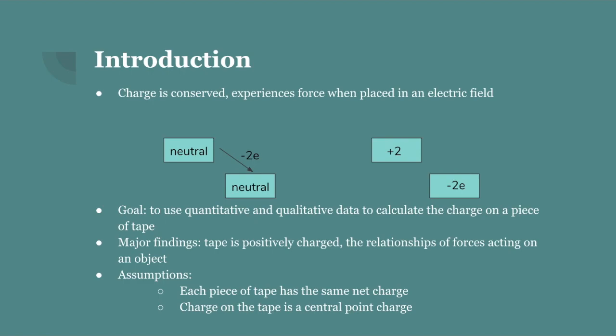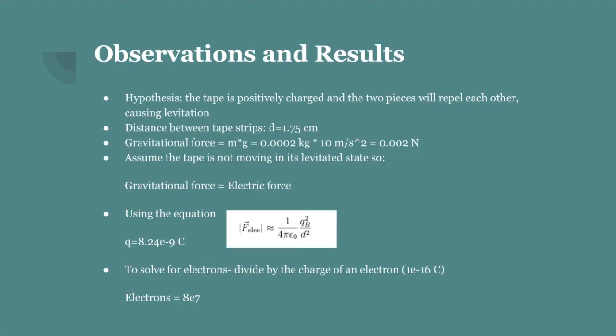The goal of this lab was to use quantitative and qualitative data to calculate the charge on a piece of tape. The major finding that I discovered was that tape is positively charged, and additionally, this lab gave me more information about the relationships of forces that act on an object. Some assumptions that we made throughout this lab were that each piece of tape has the same net charge, and that the charge on the tape is going to be considered as a central point charge.